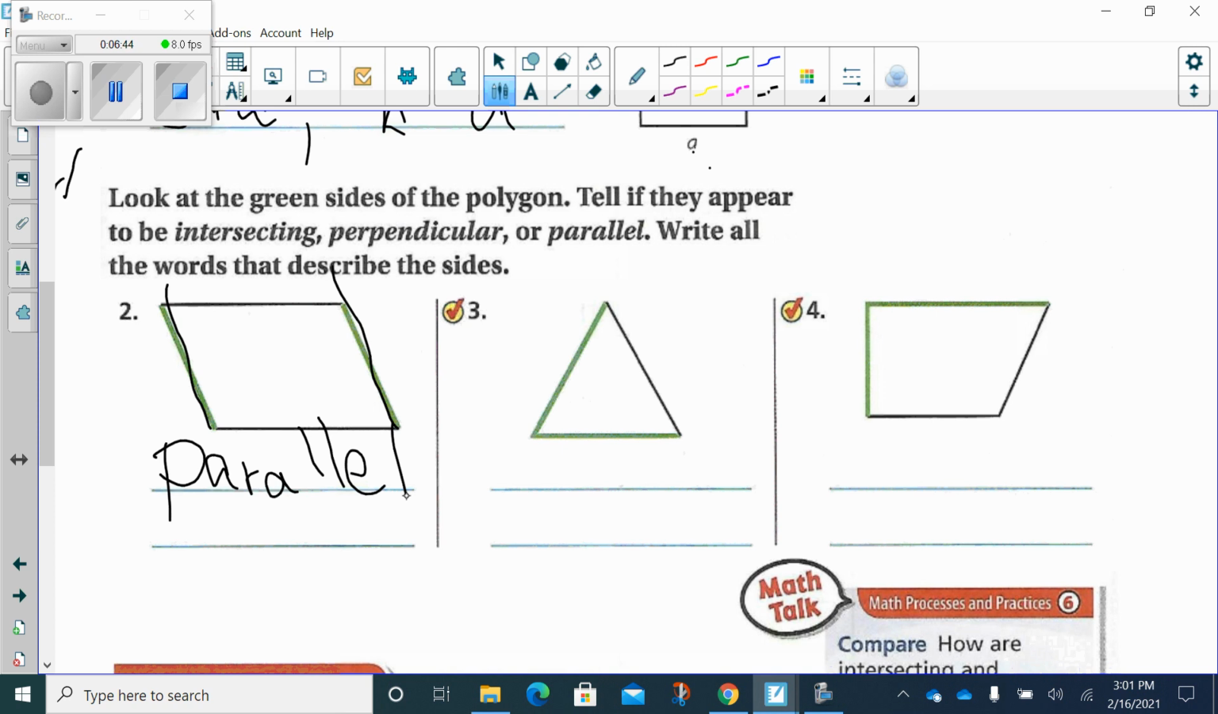All right, let's look at these. Well, it's not a 90-degree angle, and it's not parallel because they do meet. So this one is just intersecting.